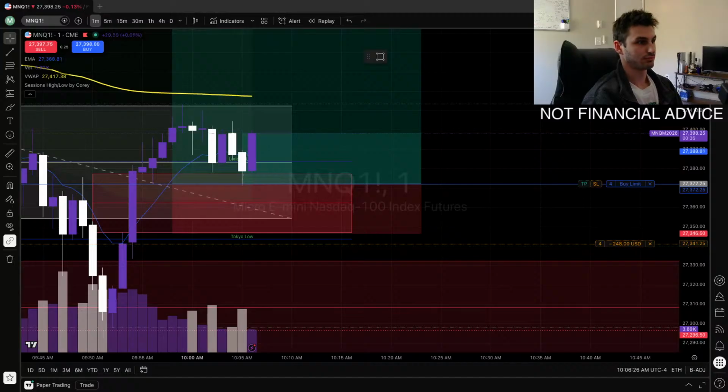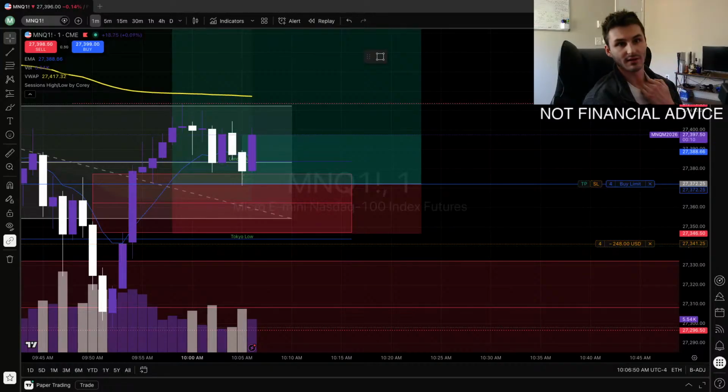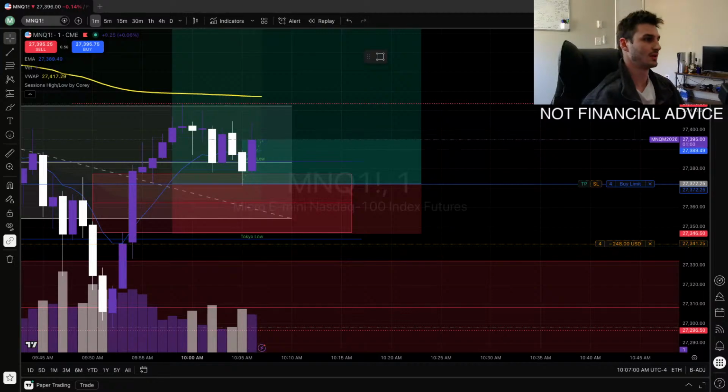So that's a pretty good reaction. Alright, we can hold that. I'm looking for that 15-minute gap fill. So if we can break this pivot high right here, we can break that red line, I'll move my stop to just below the mark. I don't know why it didn't fill me on my other account. I am in this trade though.